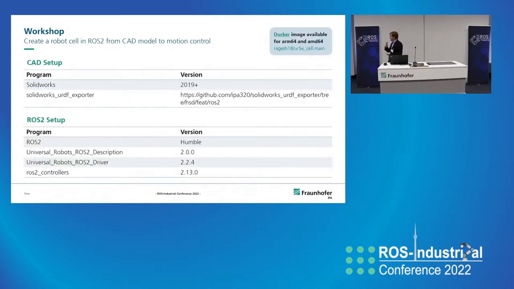The setup today is basically using SolidWorks in the beginning, and we have a small plugin there that has been contributed by the ROS community. We have done a few changes there to make it a little bit more usable with ROS2. It's not yet in the mainline, but it hopefully will get there. And then we have the ROS2 setup, which is a Humble version that we're using, plus the UR robot driver in specific versions.